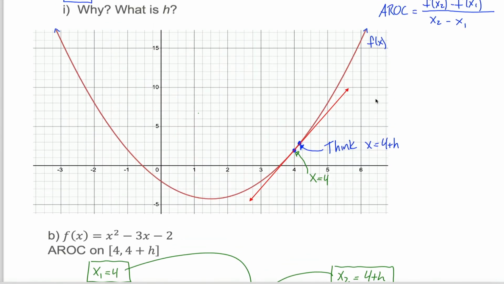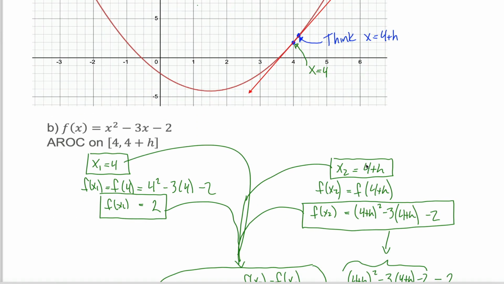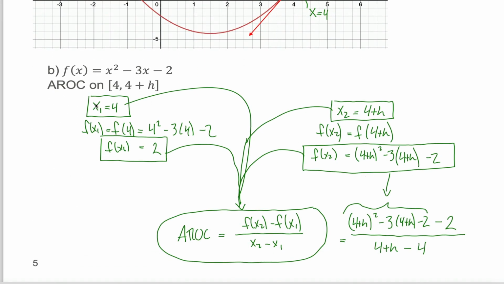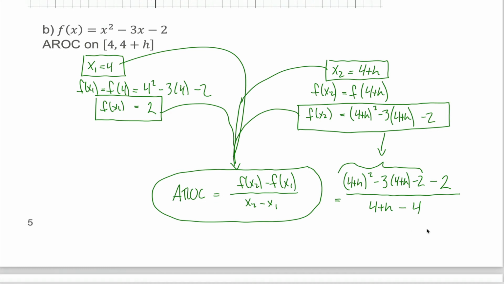But I don't want to know the slope of the line from 4 to 5, because if I did want to know the slope of the line from 4 to 5, I would have made x1 and x2 4 and 5 respectively, not 4 and 4 plus h. That would have made this way simpler. I don't want the slope of the line from 4 to 5. I want an expression that tells me the slope of the line for any value of h. And this expression right here does exactly that.